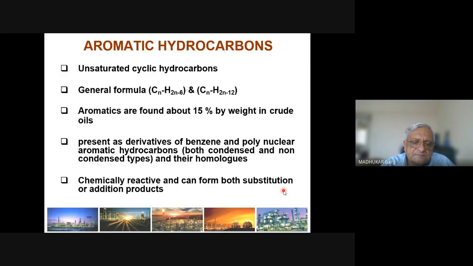I gave this example just to create a curiosity in your mind that aromatics are important. Not only paraxylene but also metaxylene, orthoxylene, as well as benzene, toluene, etc.